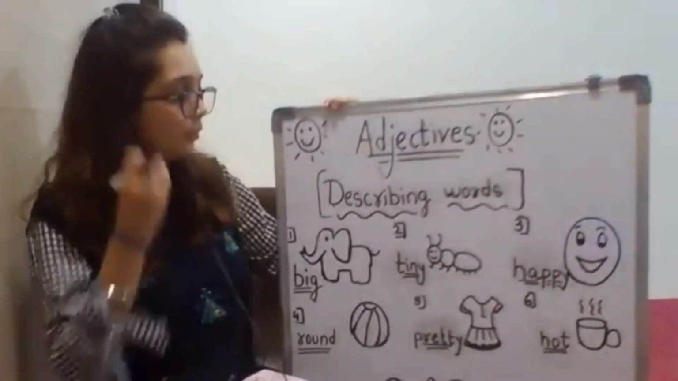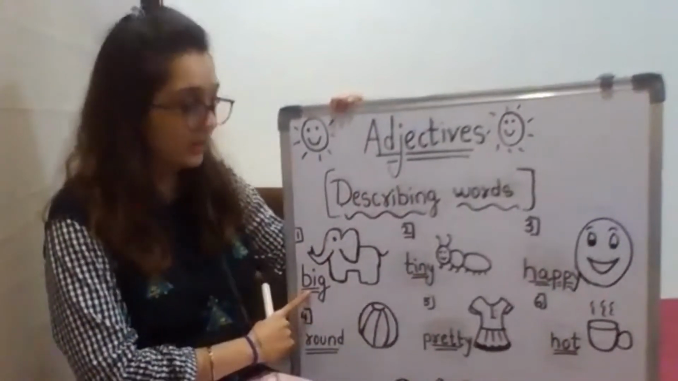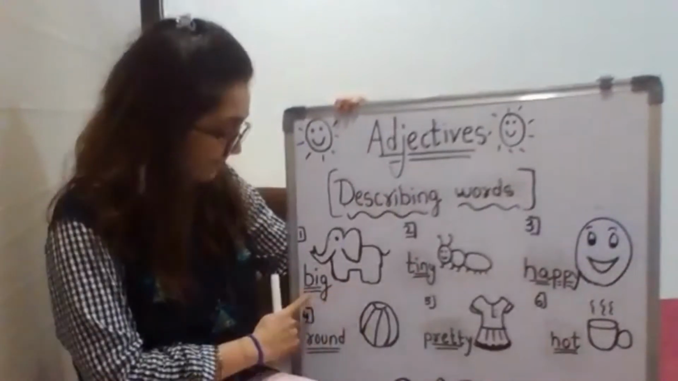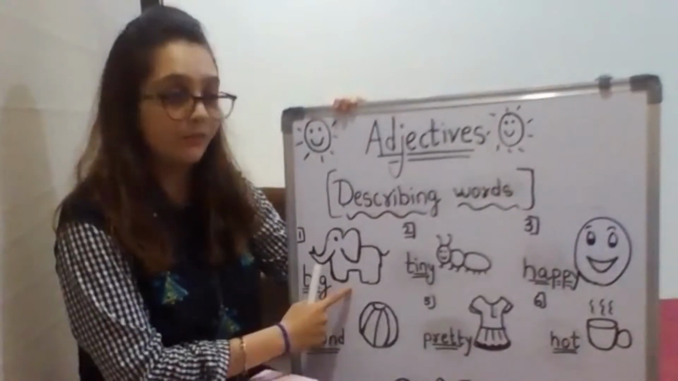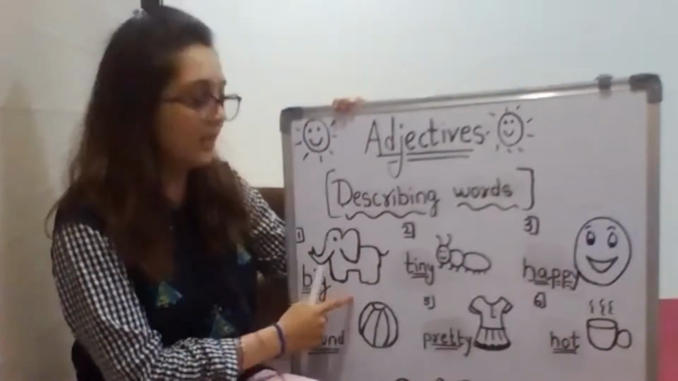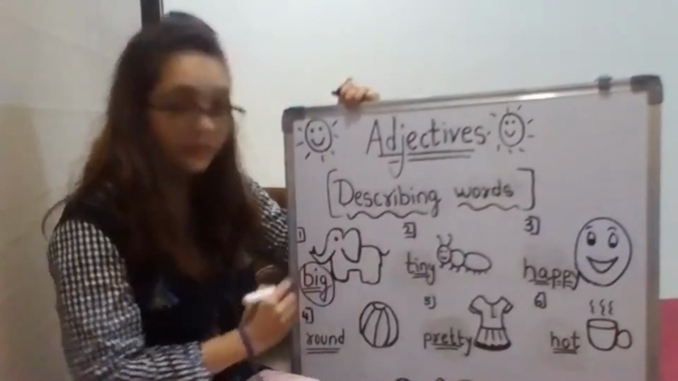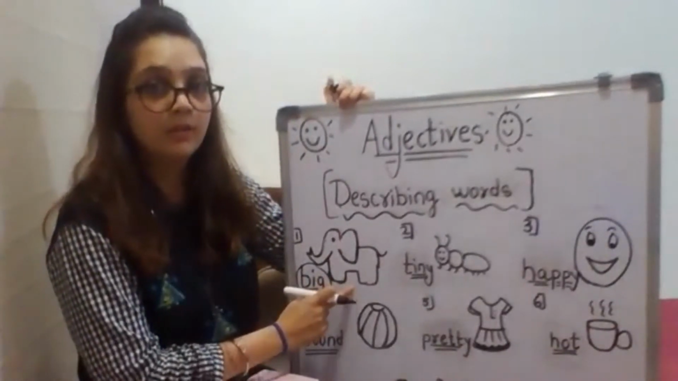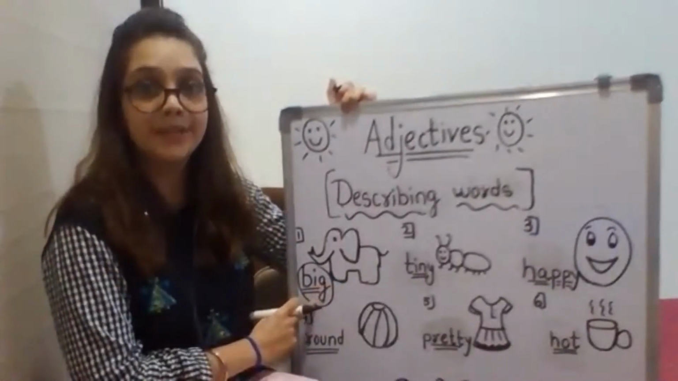Now there are a few examples I have given you. The first picture is an elephant. So your elephant is big. The sentence is big elephant. Elephant is a noun, and the noun is described with the word big. One more time. What is this? Elephant. So the word elephant is described with the word big.